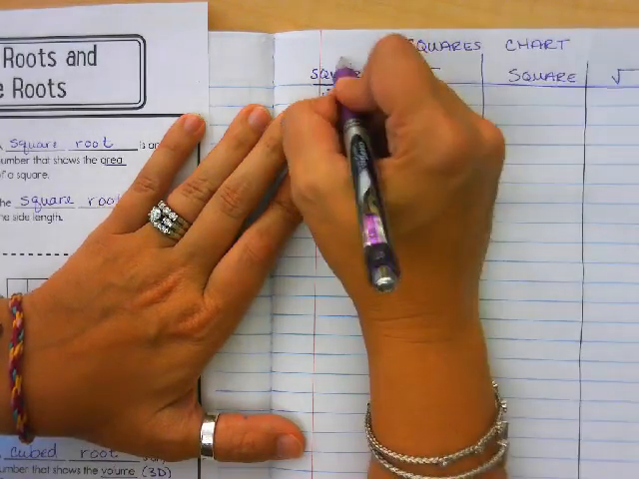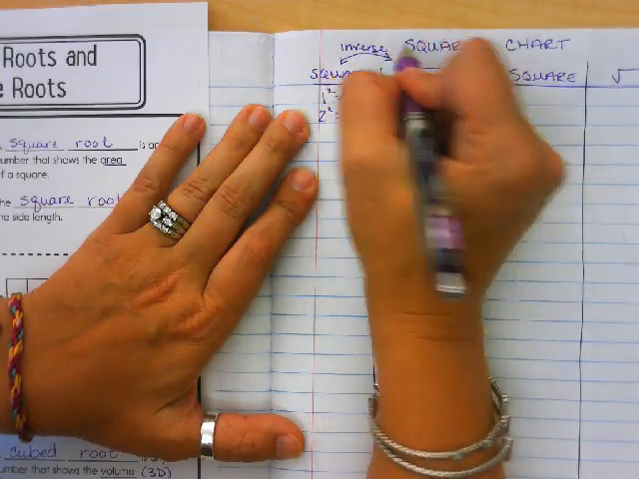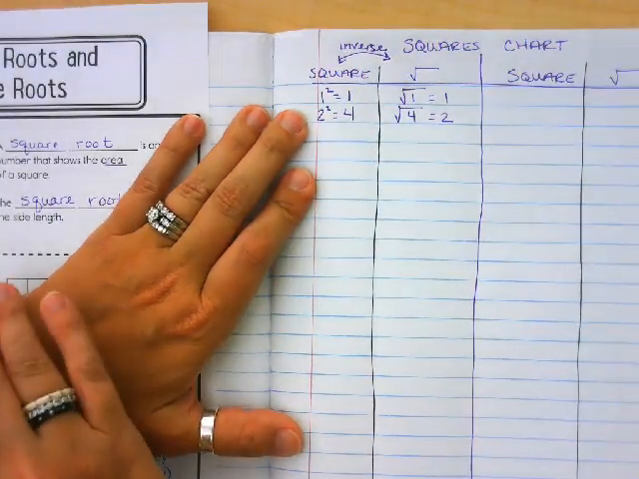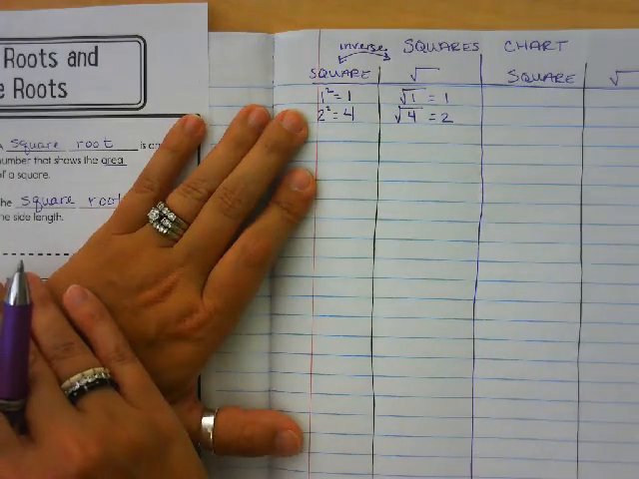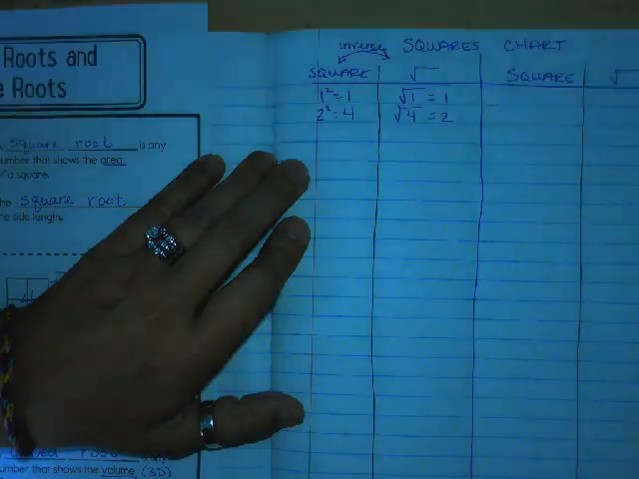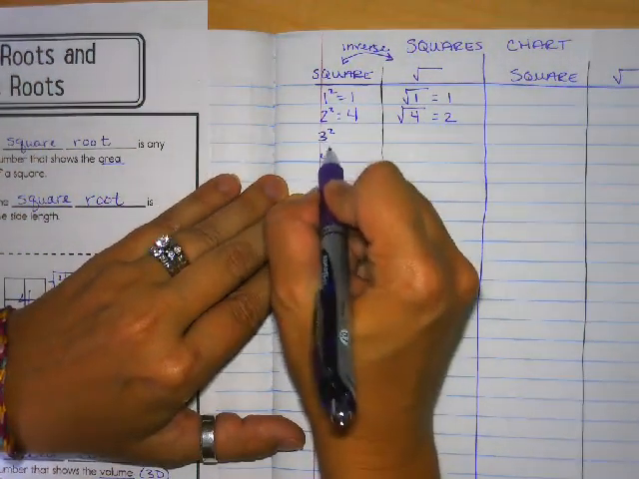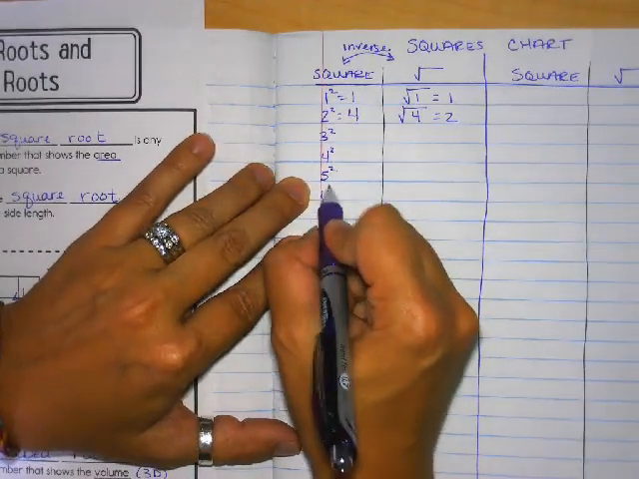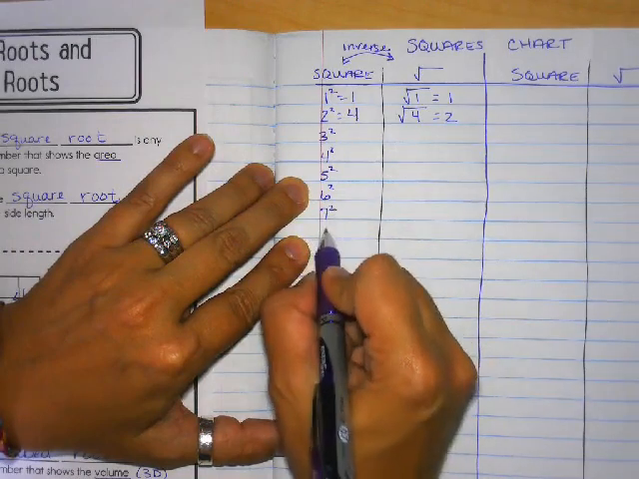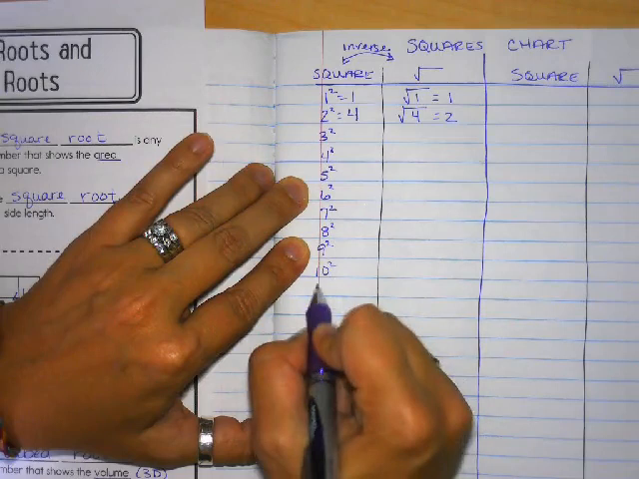I want you to realize that these are inverses. When we talked about solving equations last year, we talked about the inverse operation. A square and a square root are inverse operations. A cube and a cube root are inverse operations. Oh, my light went out. So what I want you to do is I would like you to fill this in. I just want you to go to 12. And I want you to continue the pattern we're doing. You should be able to do 12 without a calculator, no problem.